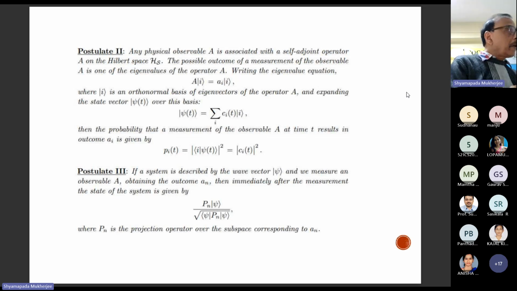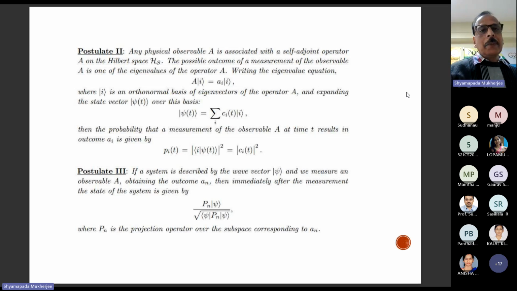But if you go to the atomic scale, because the energy is so small, even if you take a very, very minute amount of heat, this will affect the observed quantity. So that is taken into account in quantum mechanics, which is not taken into account in classical mechanics. And for that, I have some mathematics. So that mathematics is your postulate 2.